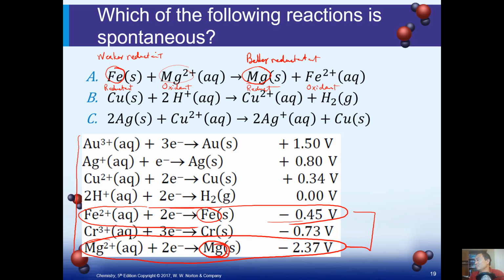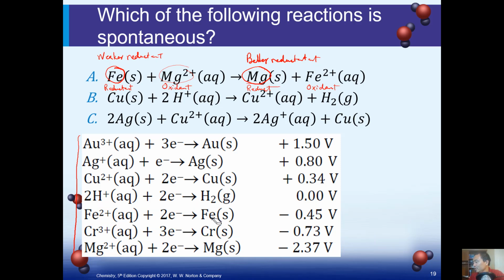Let's look at the second example. So we can do the same comparison. So when you look at copper, copper is right over here.